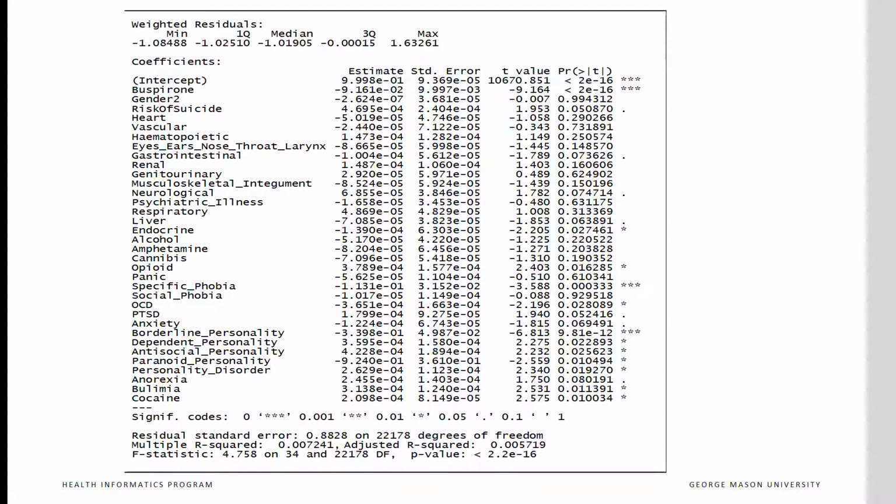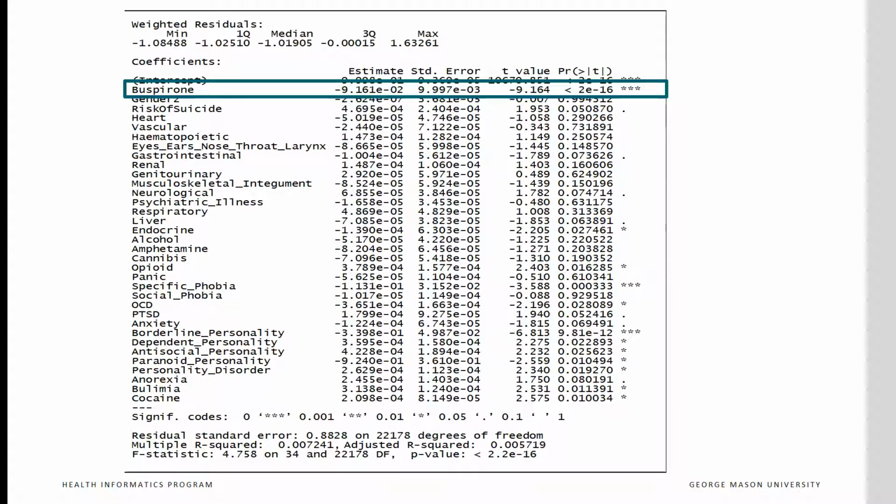The regression results are provided here. There is a statistically significant relationship between use of Buspirone and reduction in depression symptoms. The coefficient is minus 0.09, and the probability of observing this coefficient randomly is less than 1 in 1,000.